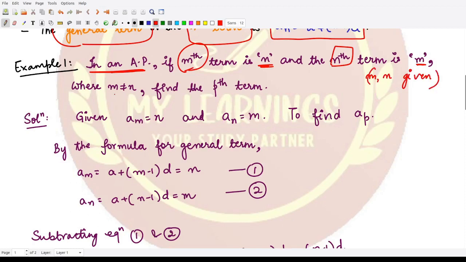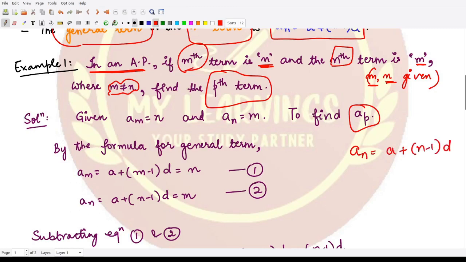There are two different numbers known to us. We do not know their values, but we will use them in variable form. Now we need to find the pth term, ap. You know the formula for the general term: an is a plus (n minus 1) times d, where a is the first term and d is the common difference, and these two are the only factors required in order to determine the complete AP. So we are utilizing this formula.